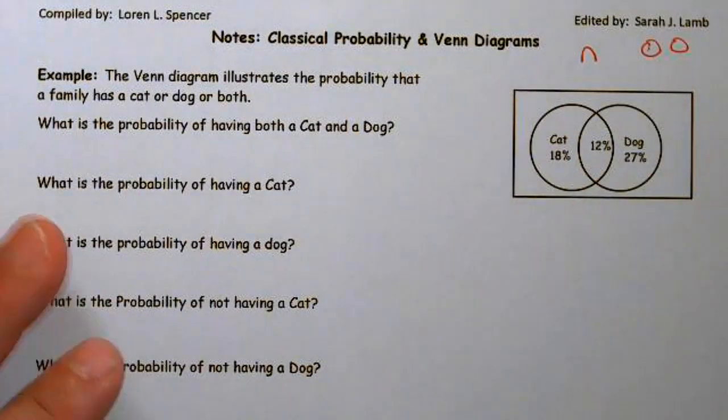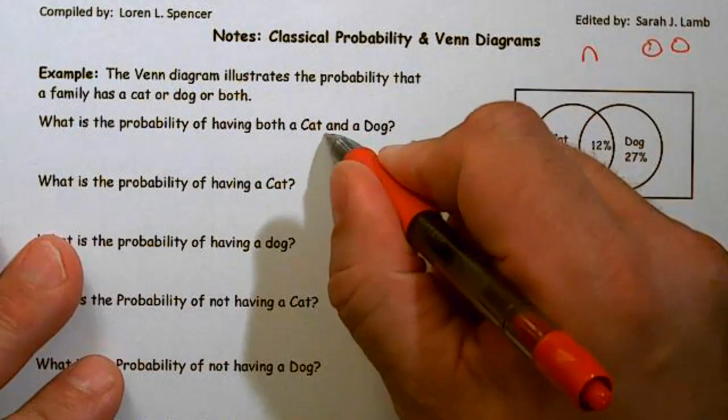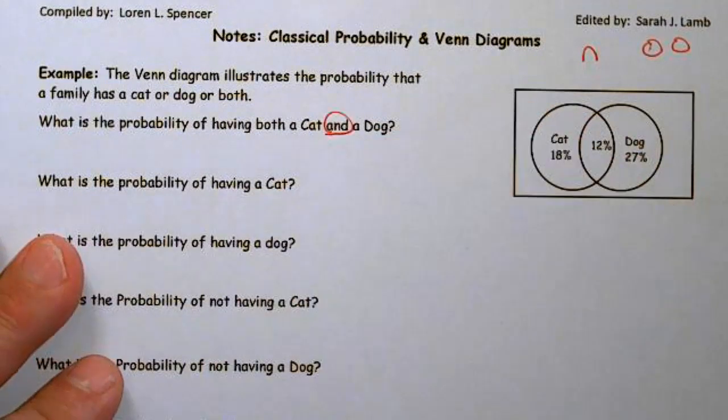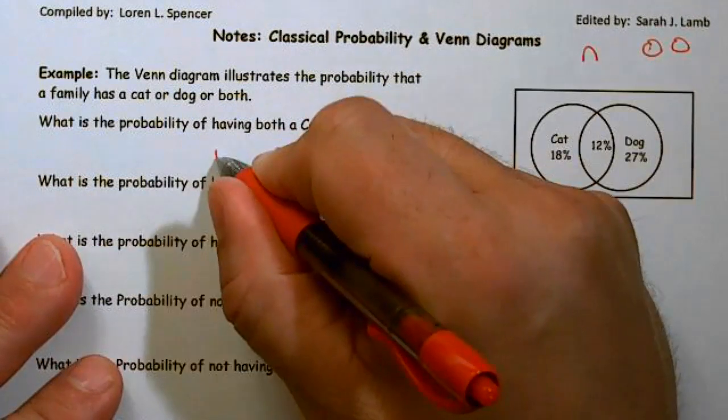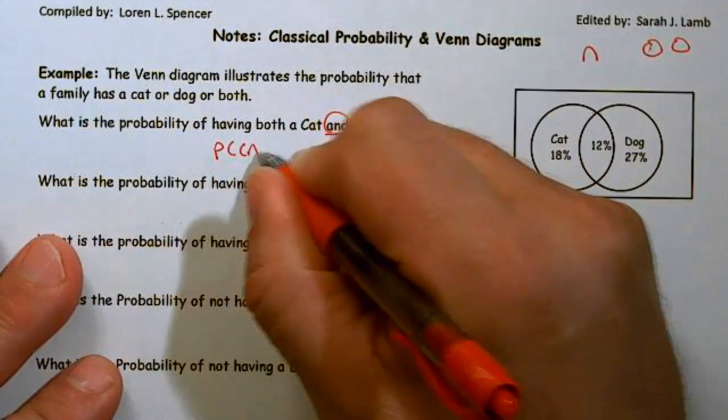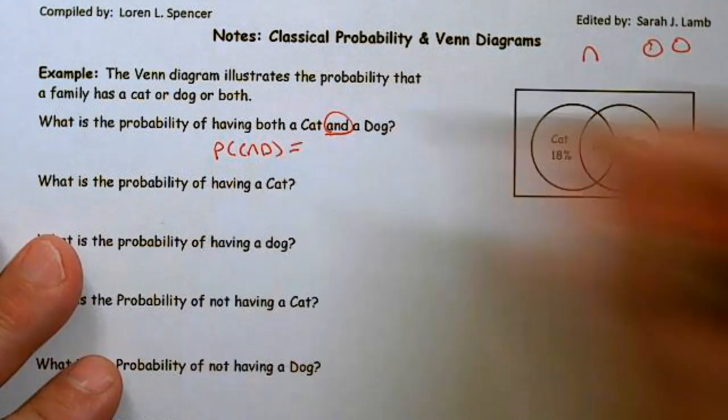What is the probability of having both a cat and dog? The word "and" usually means intersection. In this case, that's exactly what it means. So they want the probability of cat and dog, or cat dog, which is a fabulous show.